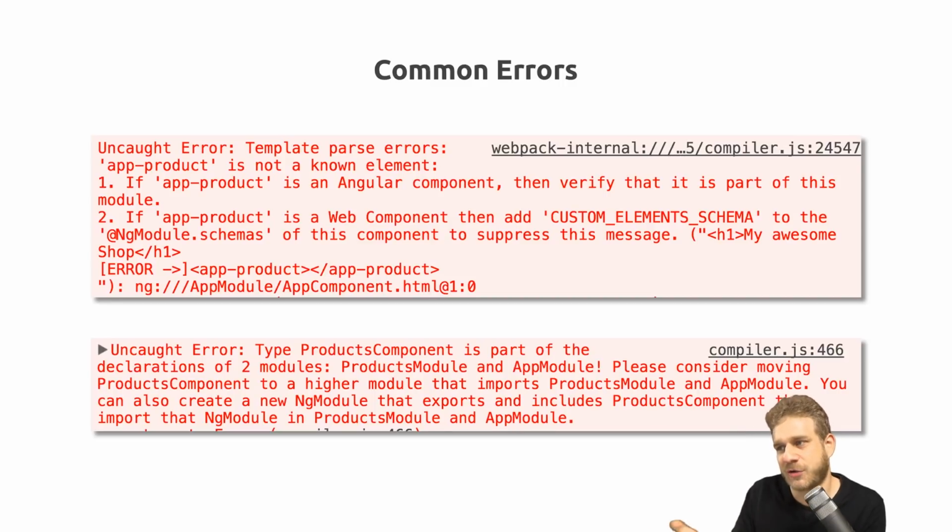Check the selector for typos. Maybe you have the wrong selector set up in the component decorator of the product component. These are the things you should have a look at. Take these messages seriously, and if you can't find a solution, Google them. You find a lot of GitHub issue threads, a lot of Stack Overflow threads for all kinds of common error messages.